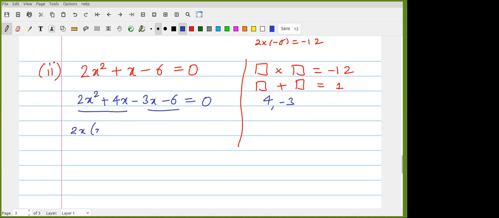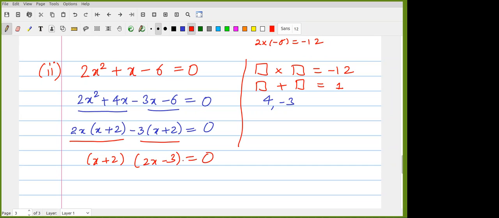So what will remain now? x plus 2. Yes. Now, what is common in -3x and -6? -3. So again, you will get x plus 2. Now, what is common in these two terms? x plus 2. What will remain? 2x minus 3. All of you agree?